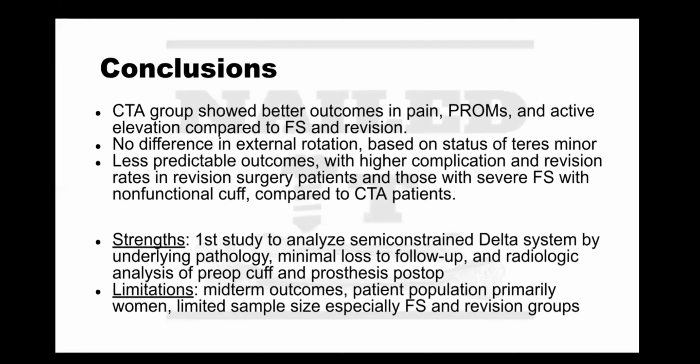So the conclusion of these studies, similar to Dr. Walsh's paper, the CTA group showed much better outcomes in pain, range of motion, and patient-reported outcome measures. The only no difference was in external rotation and was based on the status of their teres minor. And the other 2 groups, the fracture sequelae group and the revision group, had less predictable outcomes and a higher complication rate and further revisions as well.